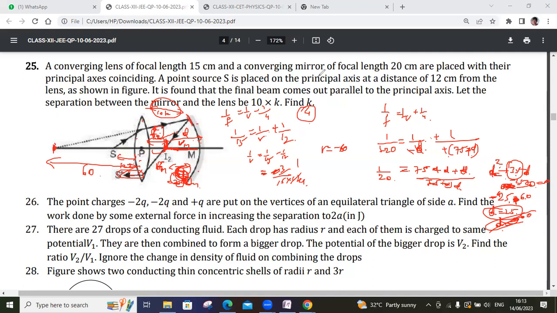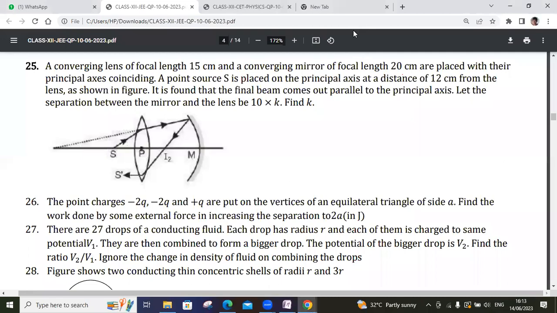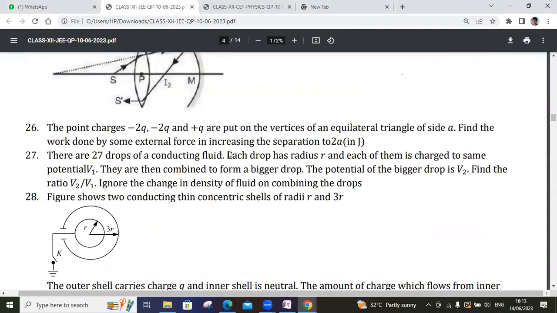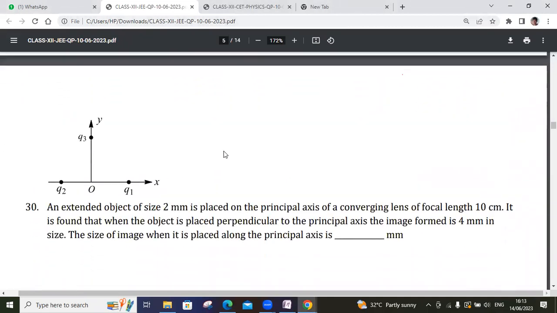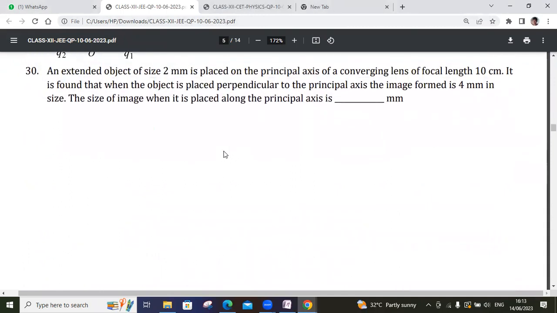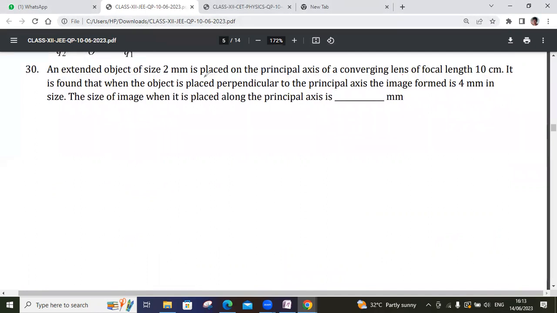Now we'll go for the next question. An extended object of size 2 mm is placed on the principal axis of a converging lens of focal length 10 centimeter. It is found when the object is placed perpendicular to the principal axis, the image is formed 4 mm. So they form an image and its size is 4 mm. The magnification magnitude is 2.